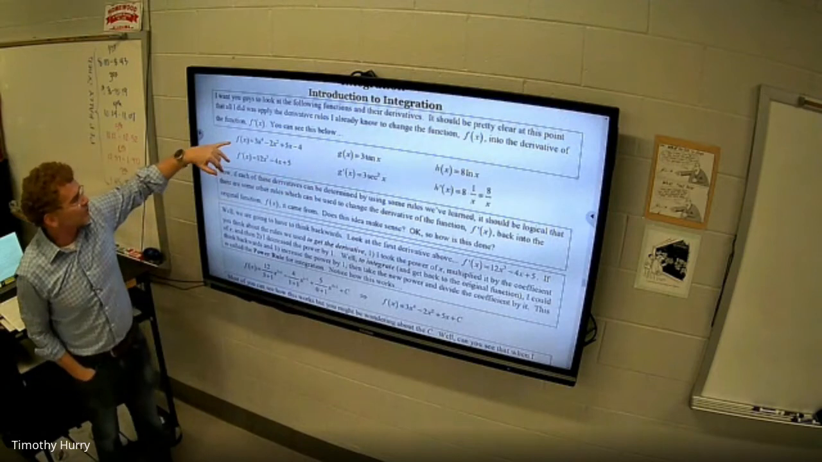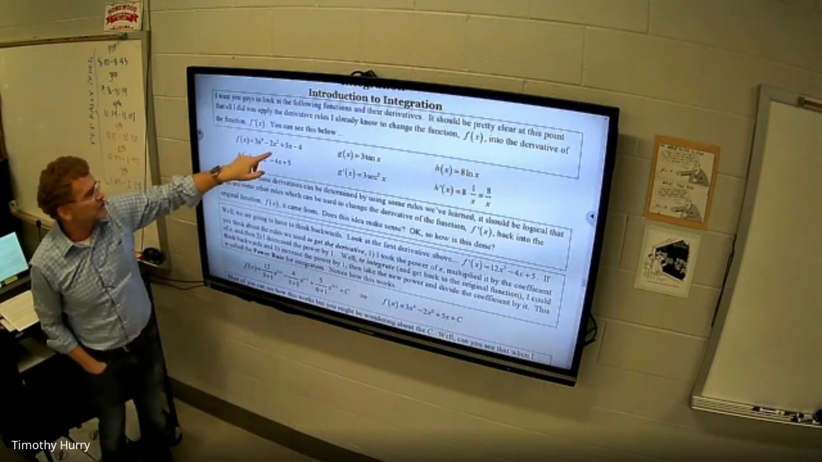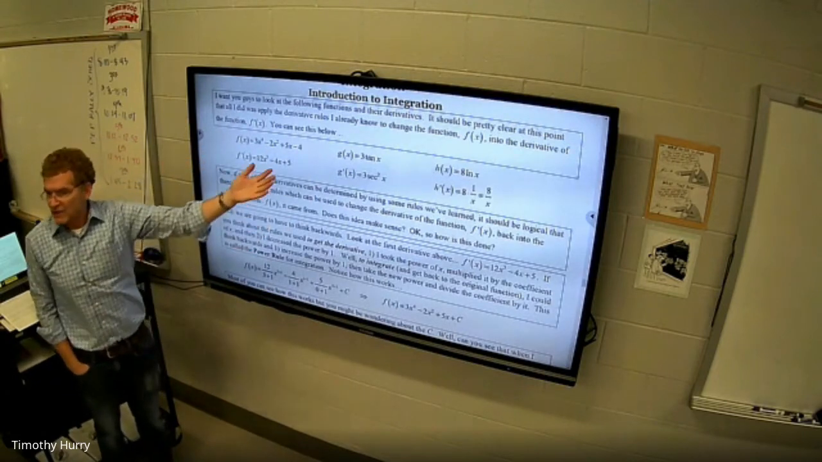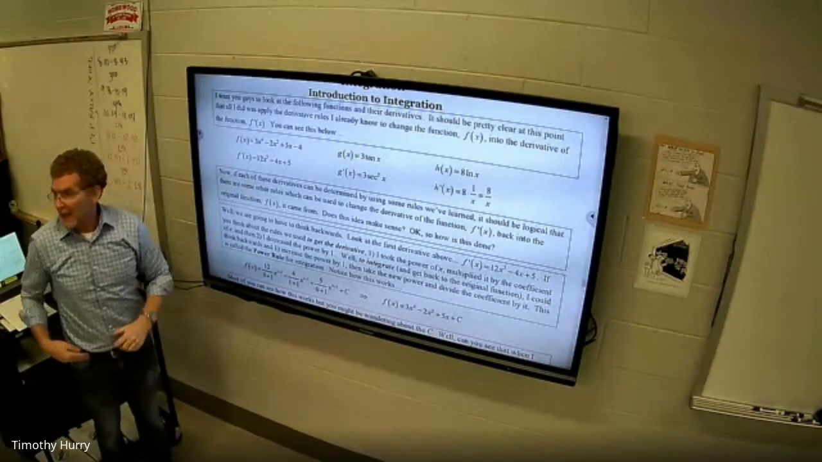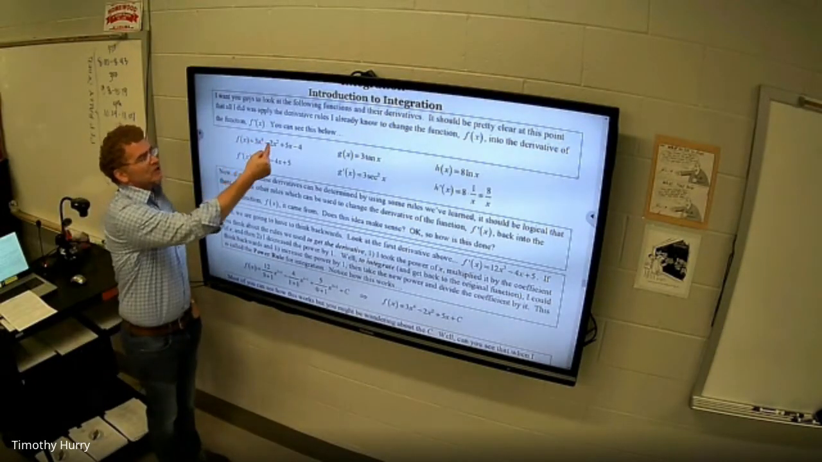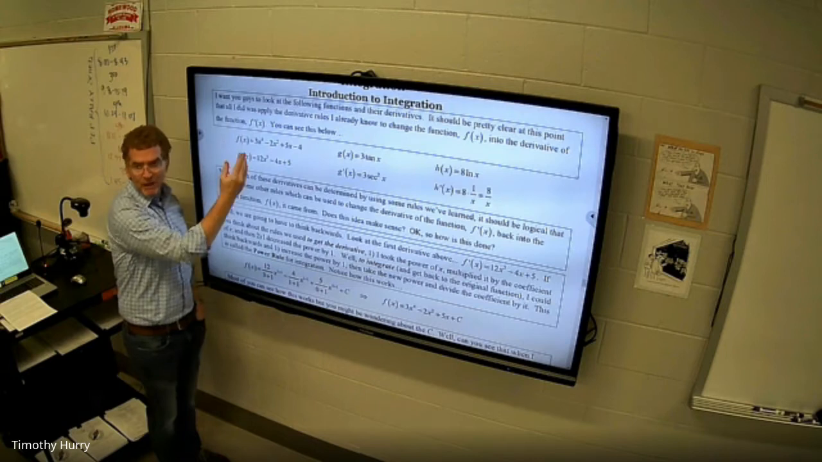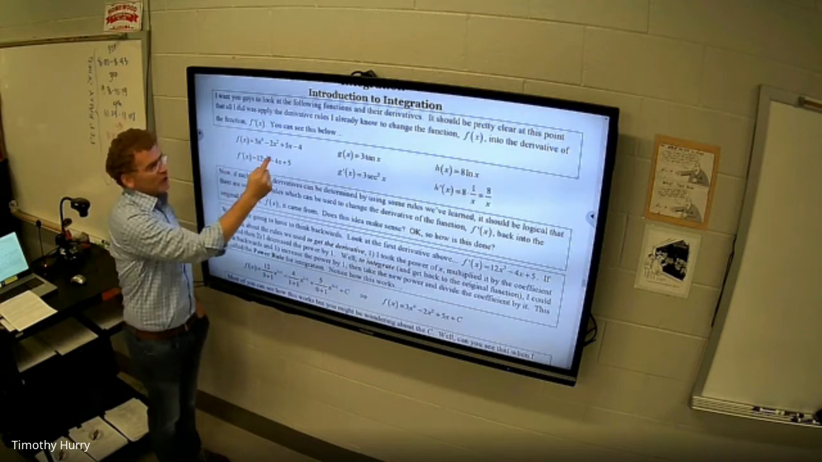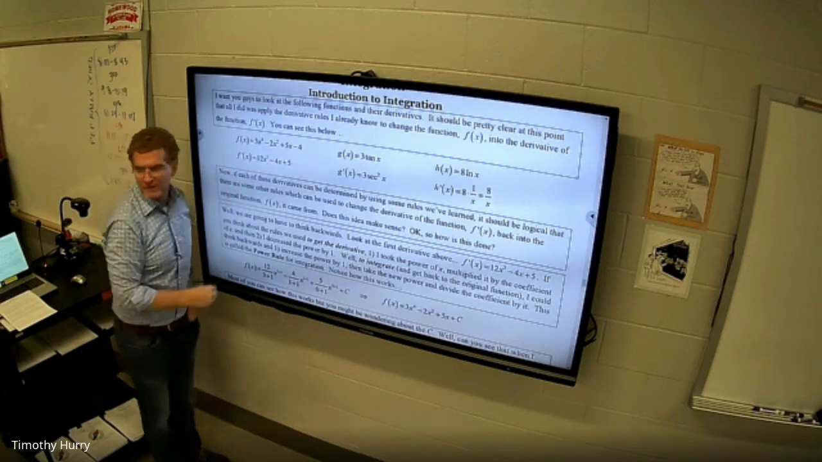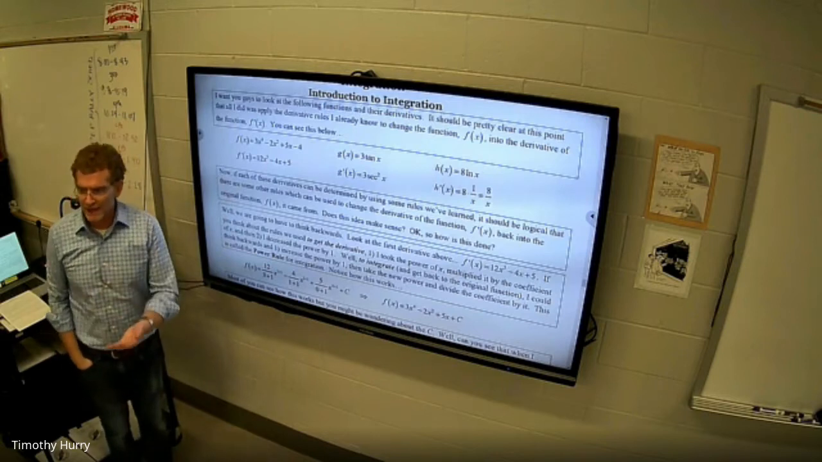So I'm going to start you with a couple of functions right here, right? And I'm going to take the derivative of them, and you can see that's just a polynomial, right? So to take the derivative, we would apply the power rule. And your power rule is take the power, multiply, decrease the power by 1. And you can see me doing that over and over. And then what happens to the constant? It goes away.